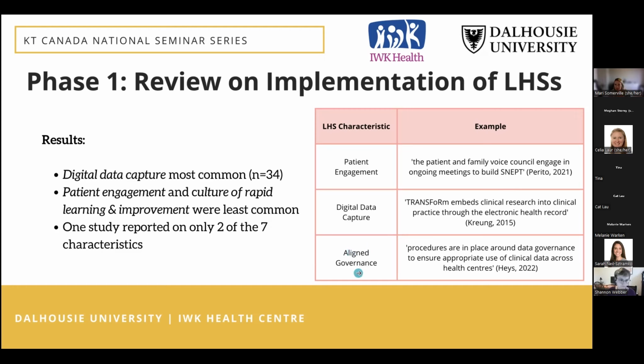And then another example of one of those 7 characteristics is having aligned governance. An example of this from Hayes was that they talked about how they have procedures in place to govern the data and make sure that it's used appropriately across the different health centers. But again, aligned governance was reported slightly differently across studies. So sometimes they talked about how they had the financial capacity to support learning health systems and ongoing learning, or having leaders in place to ensure that this concept of learning health systems was implemented across the health setting.